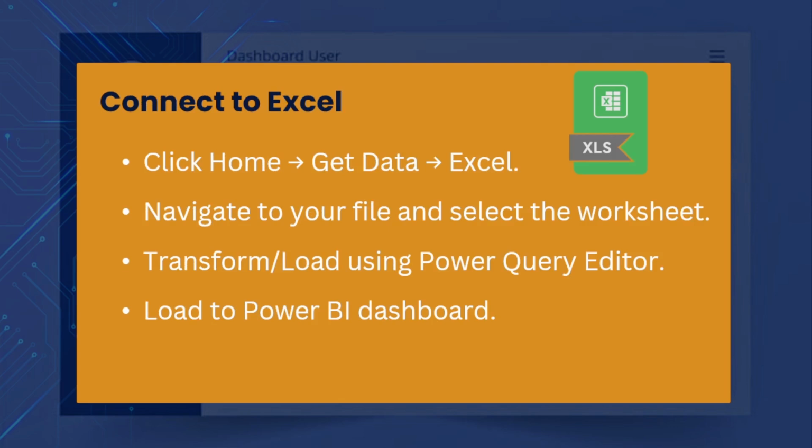Then the next is how to connect to an Excel file. We're diving straight into the lesson. First, click Home, then go to Get Data, then Excel, then navigate to your file, and then select the worksheet. Then transform and load using Power Query Editor, or load to Power BI. Now let's go into Power BI to see how this works.